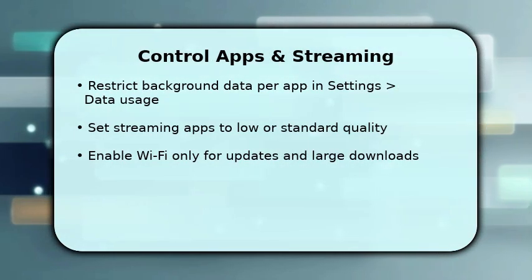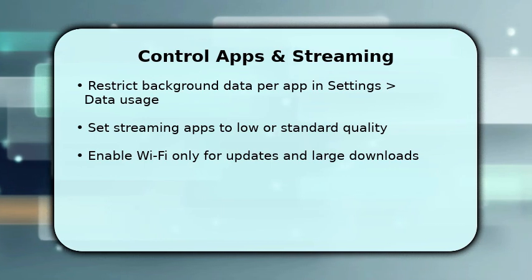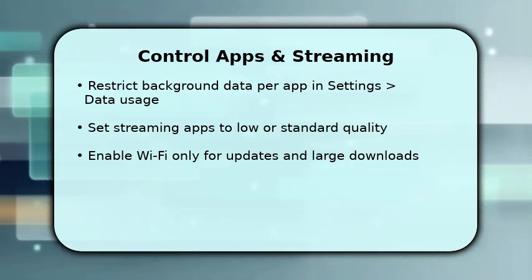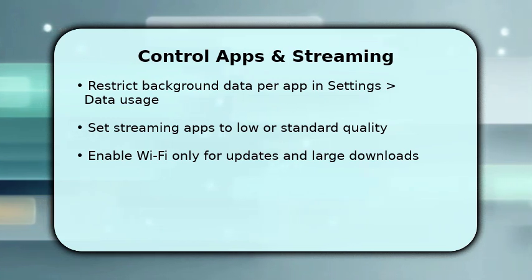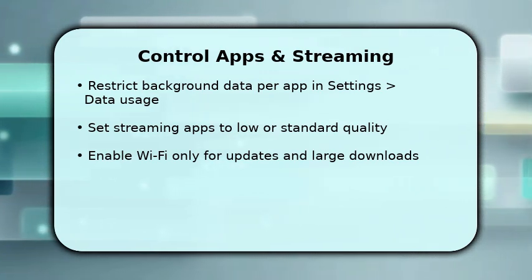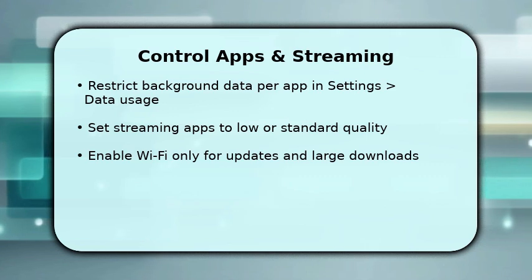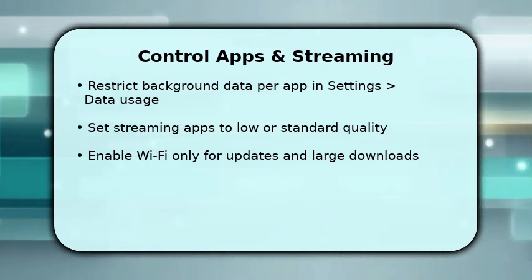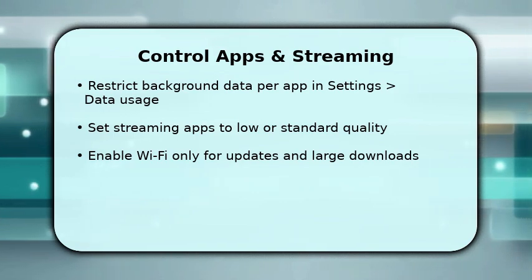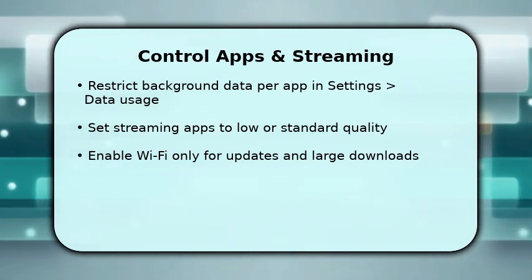Now you take control of the middle steps. Go to Settings, Network and Internet, Data Usage and restrict background data for heavy apps like social media, maps, and cloud backups. This stops hidden consumption. Next, open each streaming app and set video or music quality to low or standard. This cuts bandwidth drastically while keeping content usable. Finally, make sure Play Store and App Store updates are set to Wi-Fi only, and schedule large downloads when you have a trusted Wi-Fi connection.